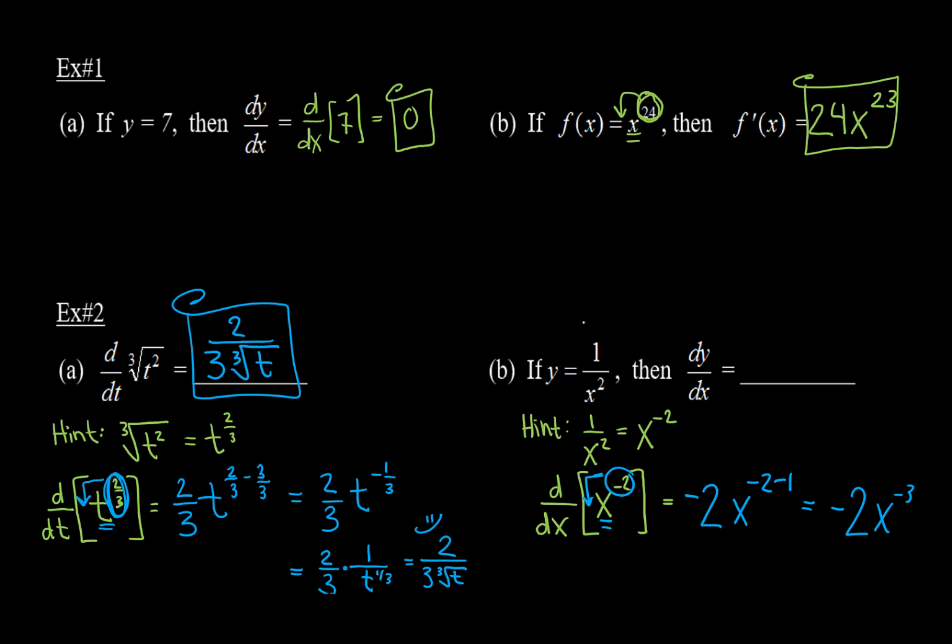Well, notice my original problem is in fraction notation, so I want to make sure that my final answer is also in fraction notation. Oops, I'm getting a little too low to notate there. I forgot I can erase. So instead of writing negative 2 times x to the negative 3, I'm going to write it with the x in the denominator. So this is going to be negative 2 over x cubed. And that's going to give me my derivative.